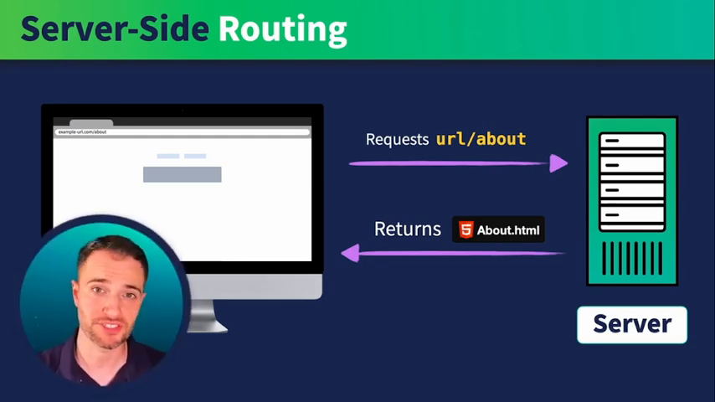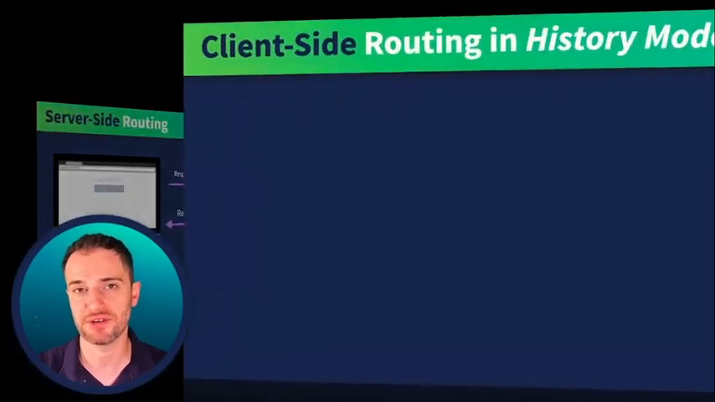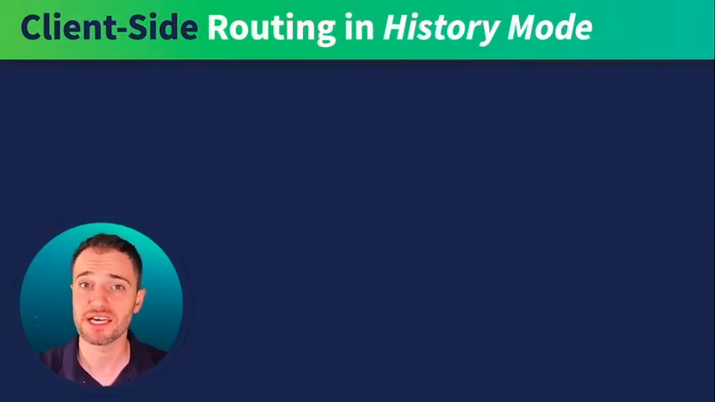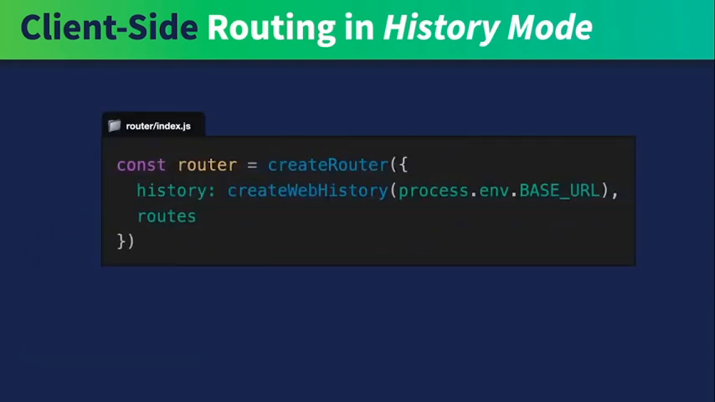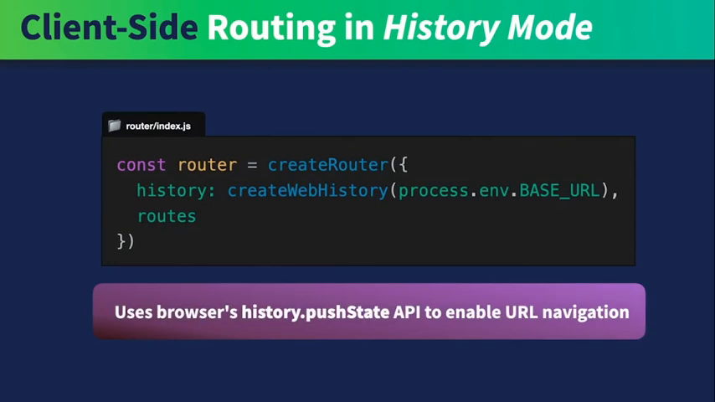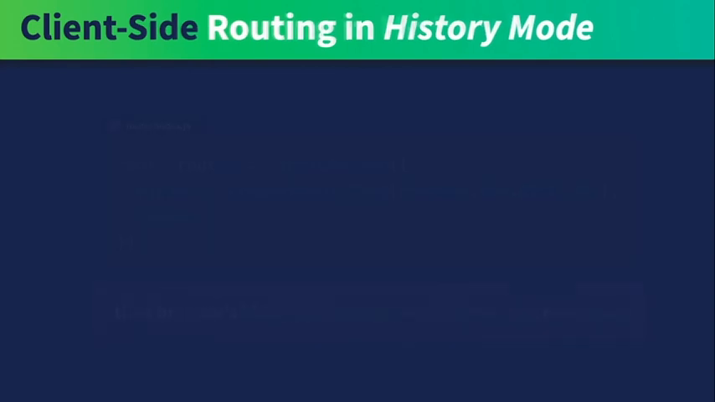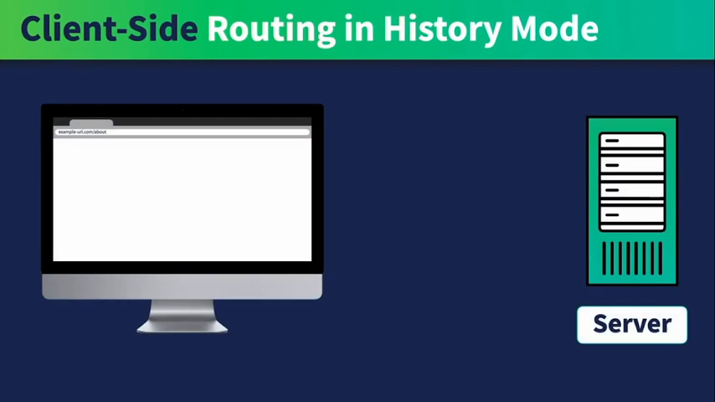However, with our single-page Vue application, we're doing client-side routing with Vue Router. Specifically, we had turned on the history mode, which gave us this code automatically, where we're using the browser's history.pushState API to enable URL navigation without having to reload the page. History mode with Vue Router's client-side routing looks like this.